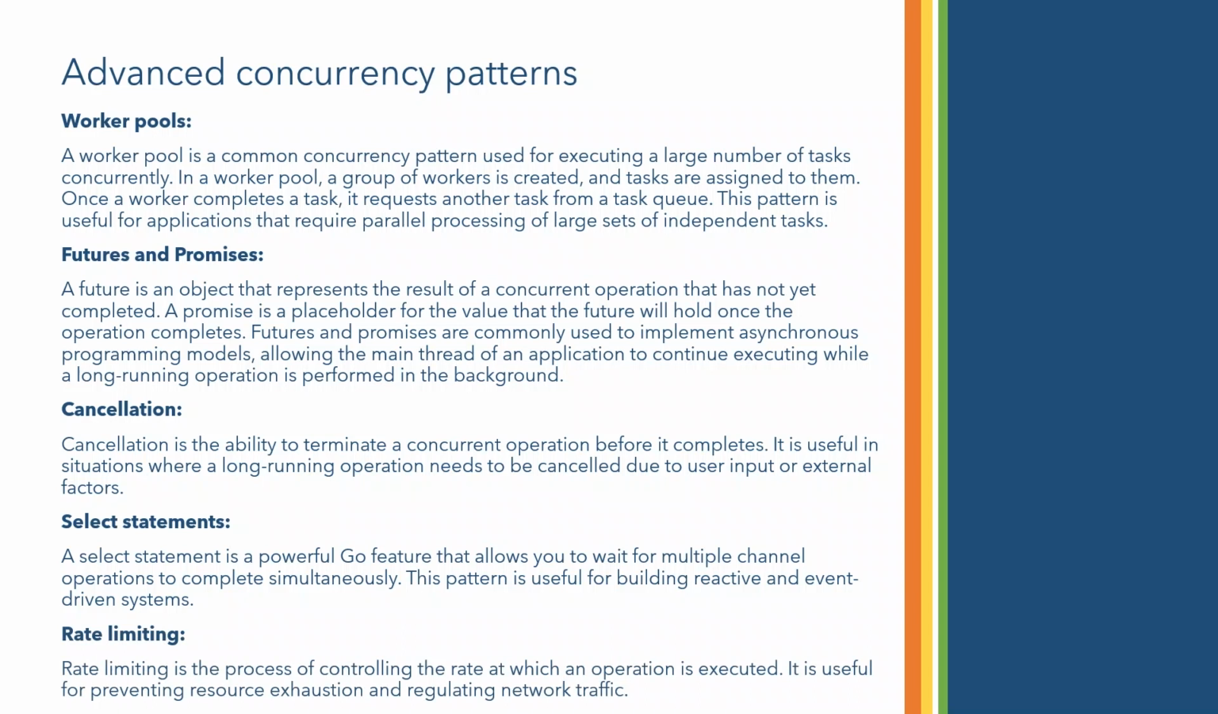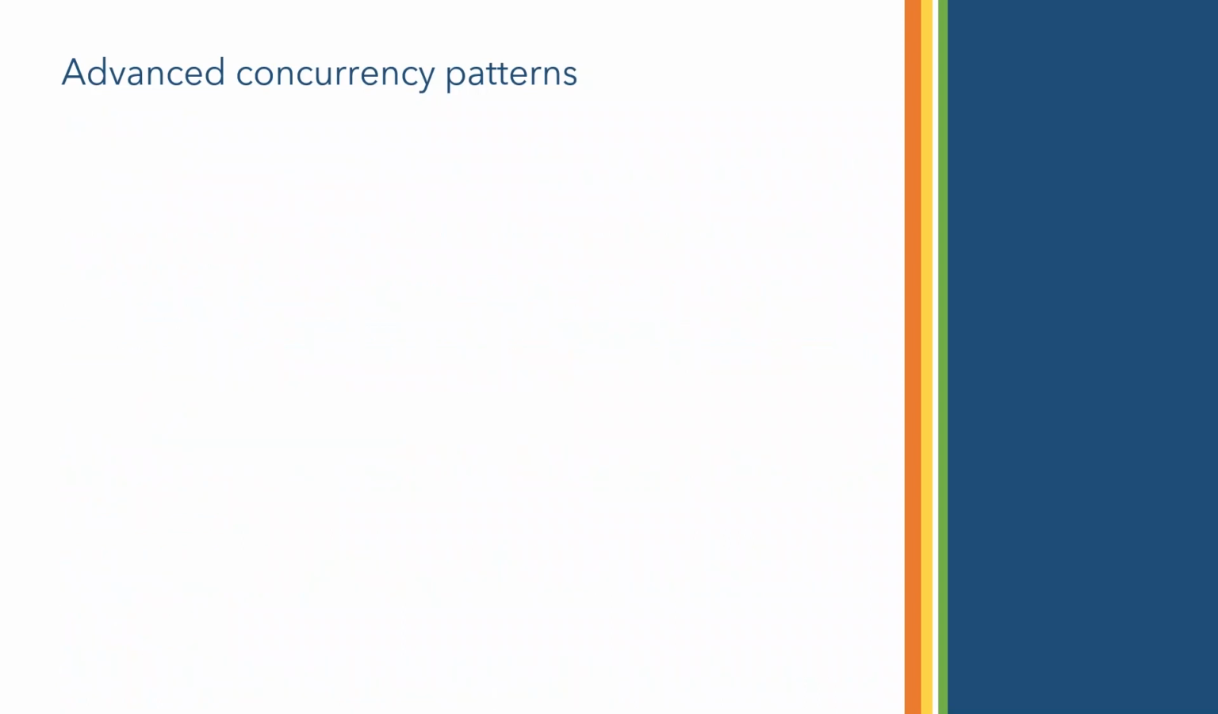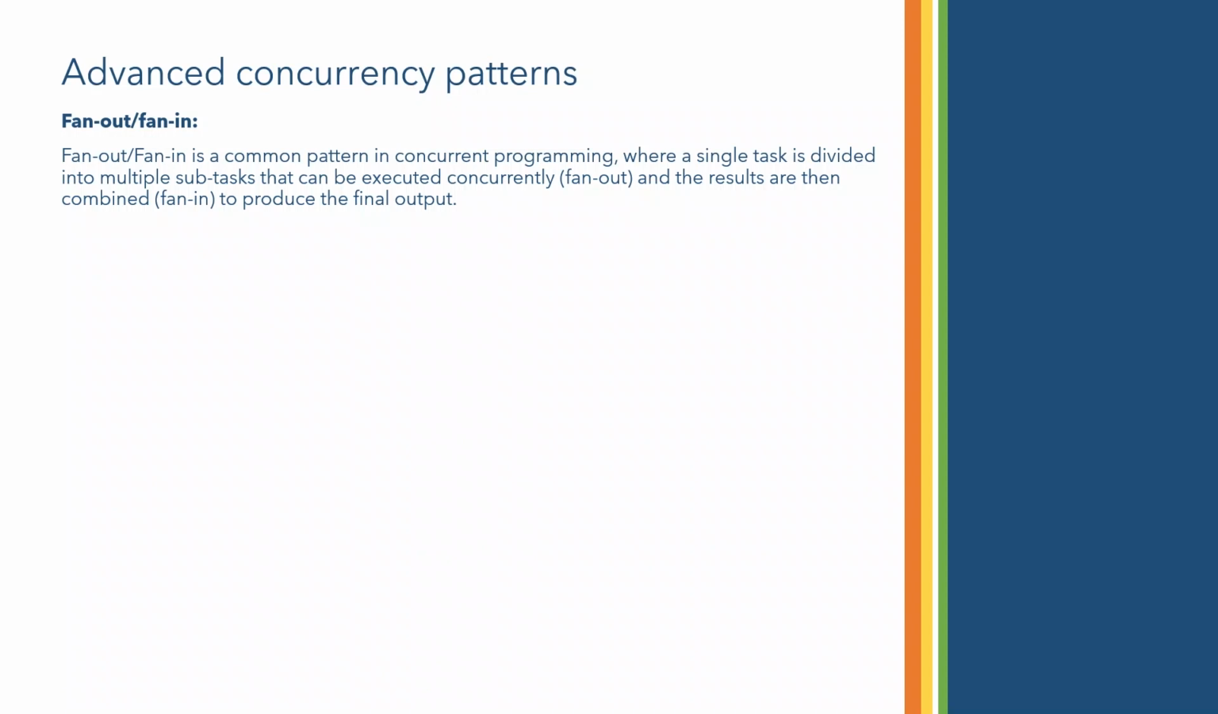Rate limiting. Rate limiting is the process of controlling the rate at which an operation is executed. It is useful for preventing resource exhaustion and regulating network traffic. Fan out, fan in. Fan out, fan in is a common pattern in concurrent programming where a single task is divided into multiple subtasks that can be executed concurrently, and the results are then combined to produce the final output.